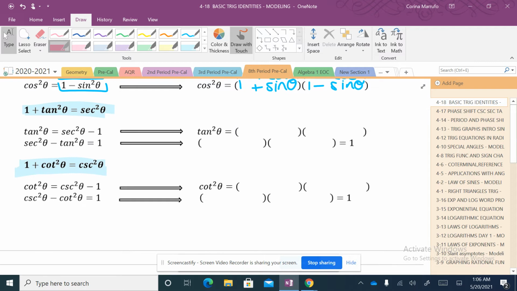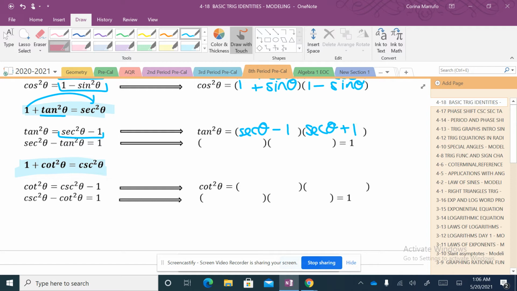So our next one's 1 plus tangent squared of theta equals secant squared of theta. Okay. So if we're just trying to get the tangent by itself, we have to move the 1 to the other side by subtracting. So that's how they got secant squared of theta minus 1. We're going to go ahead and factor that. So secant of theta minus 1, secant of theta plus 1. 1 is plus and 1 is minus.